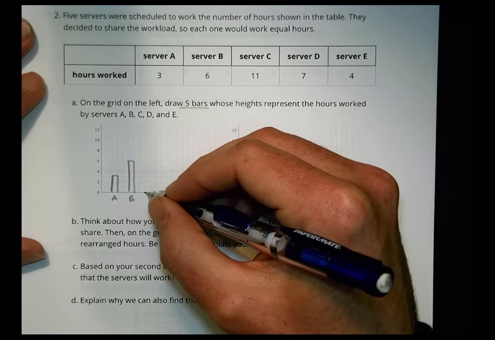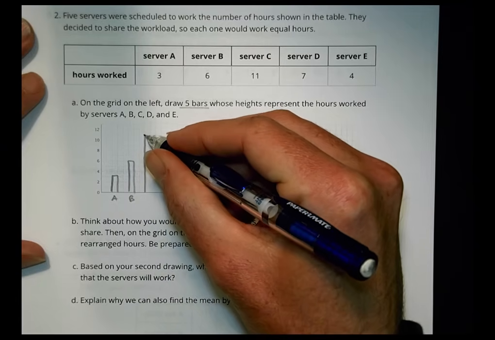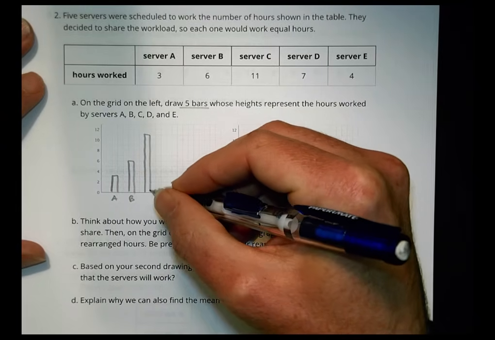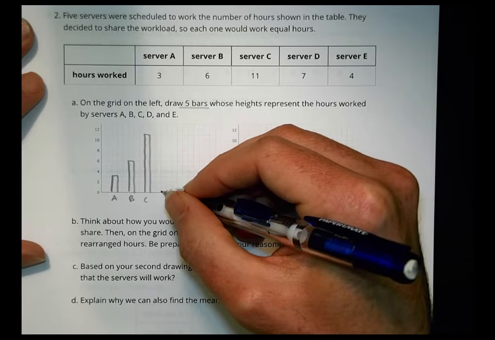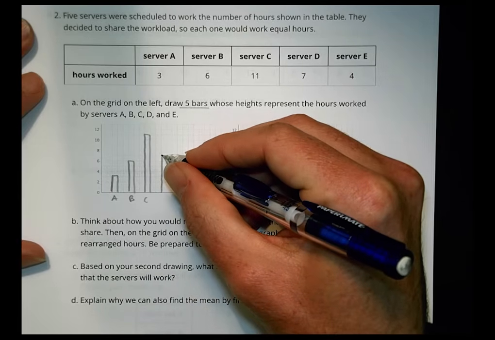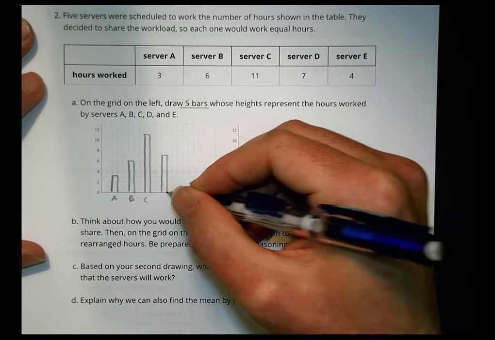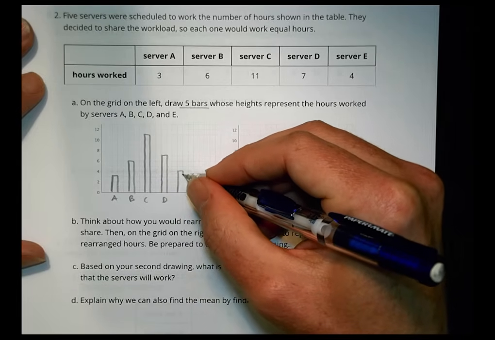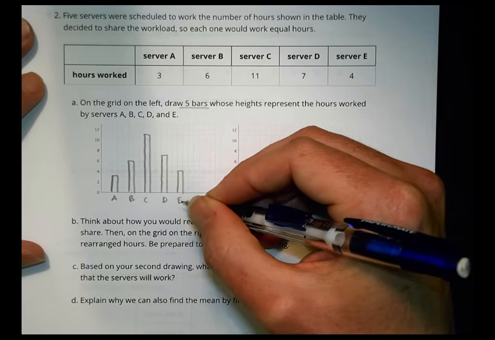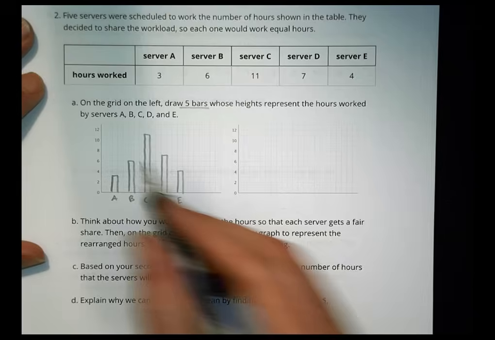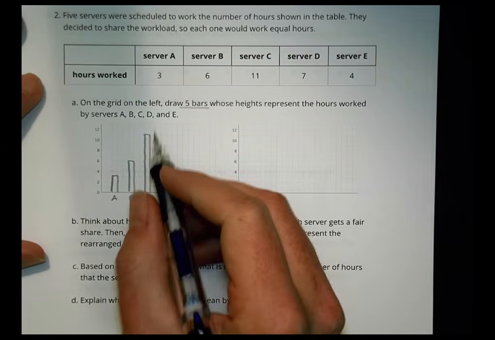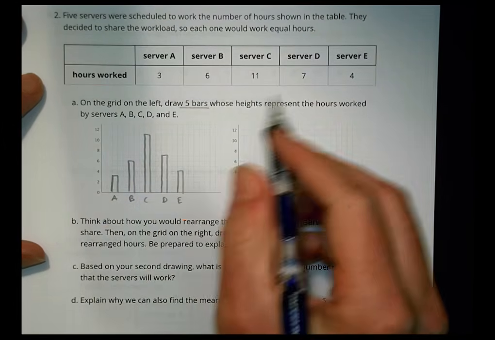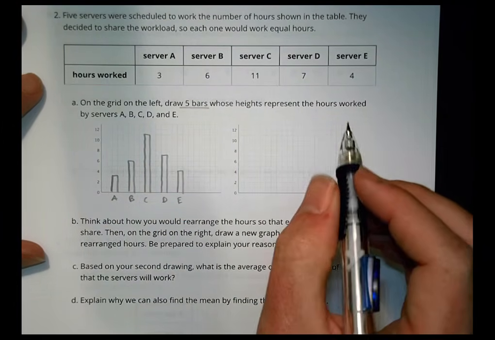Server C worked 11 hours. D worked 7 hours. And E worked 4 hours. So already what we're seeing is that some people worked more than the other people. So we want to get these evened out. So how do we do that?